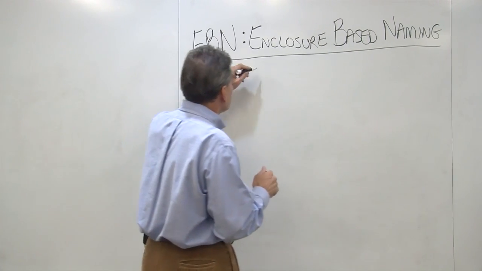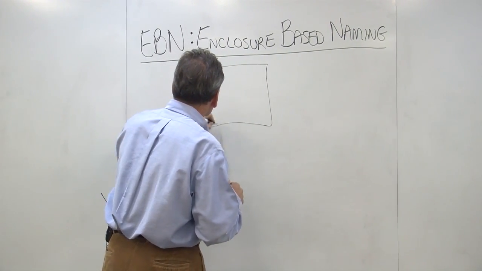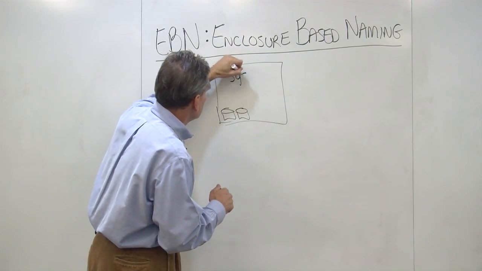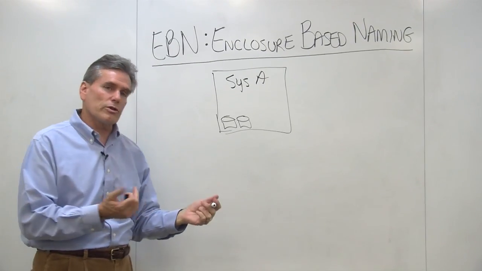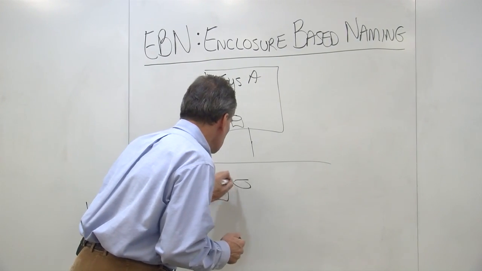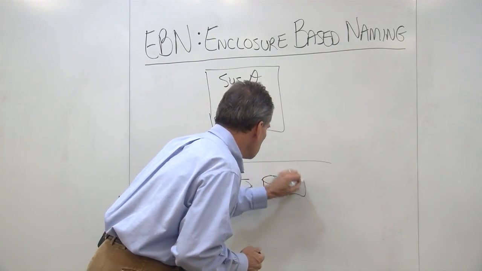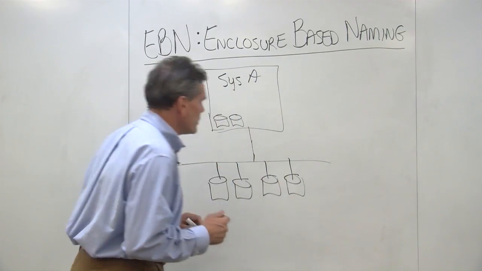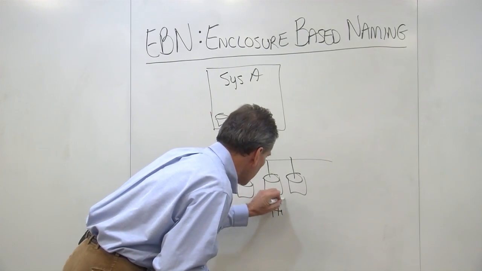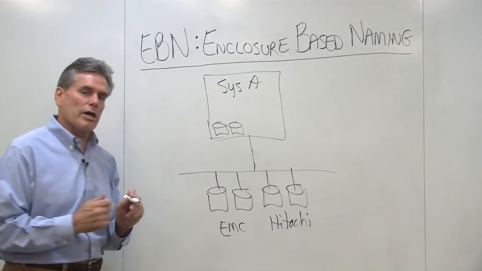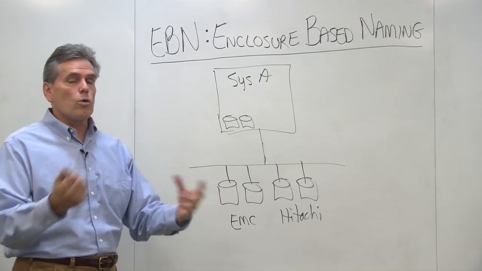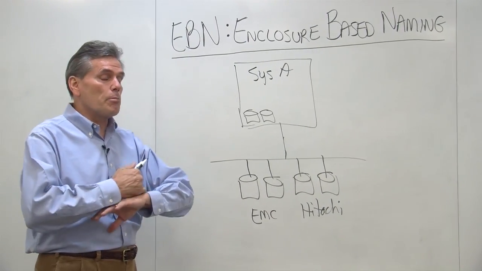So let's look at a situation. Let's say we got a system, we'll call it System A, and it's got two internal disks, and we've got a SAN. And let's say that there's 4 LUNs out there. Let's say these 2 are from an EMC array, and those 2 are from a Hitachi array. Okay. Each OS, of course, has their own way of naming disks, and each OS is completely different.